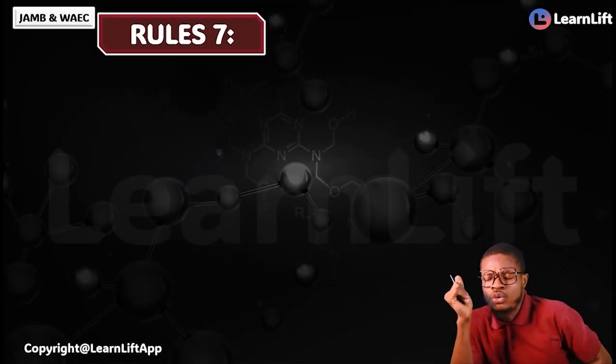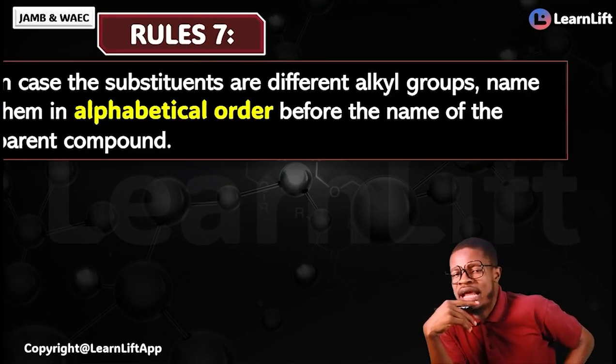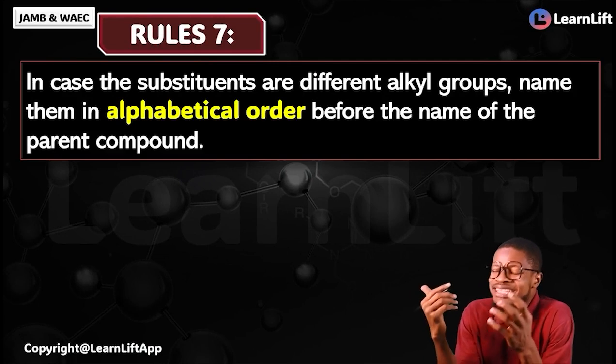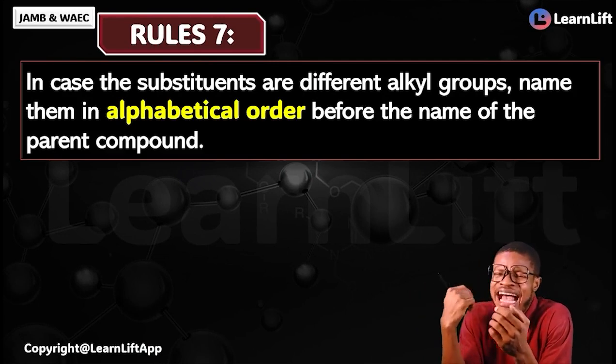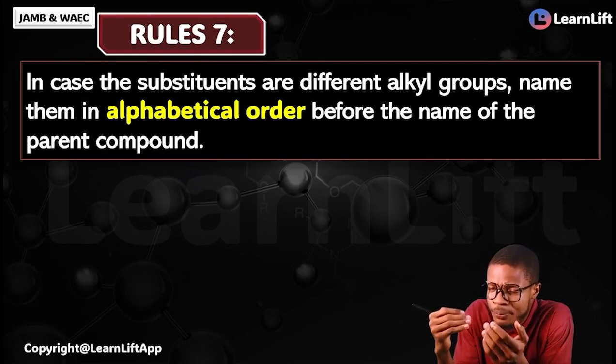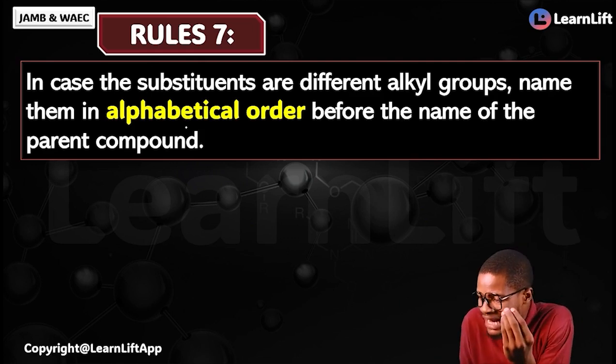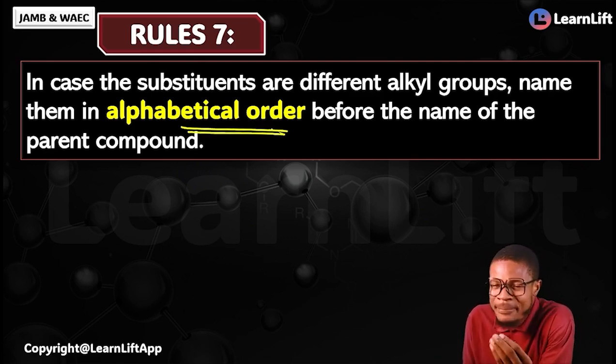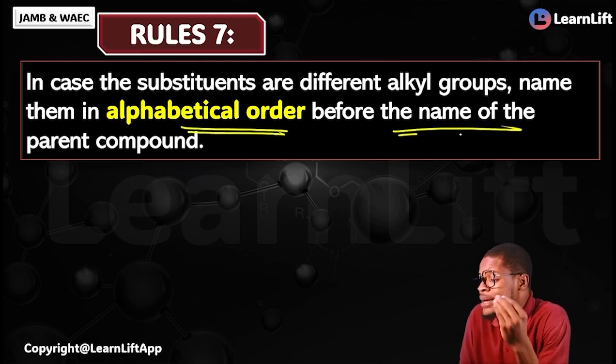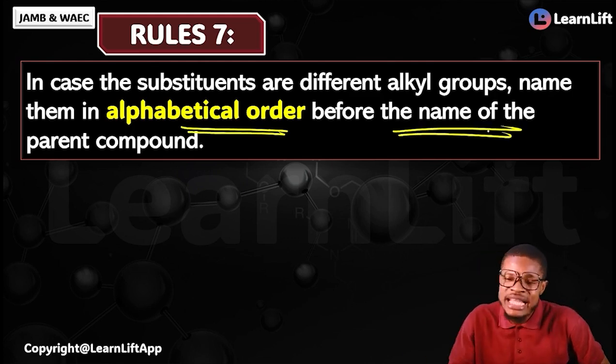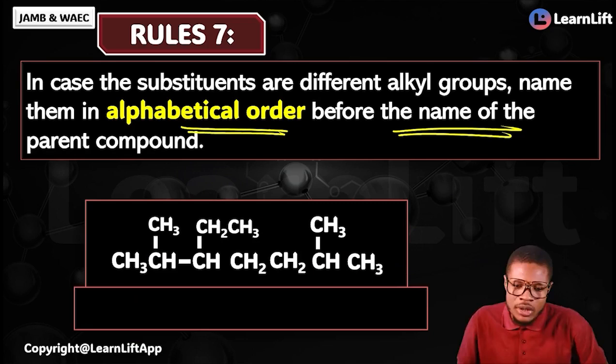Look at the next rule, rule 7. I'm giving you 8 rules altogether. In rule 7, in case the substituents are different alkyl groups, what do you do? Name them in alphabetical order. Name them in alphabetical order before the parent name will come. So the parent name will always come last. Okay, look at this very fast.